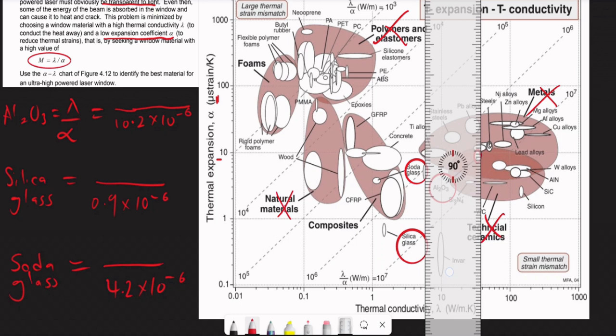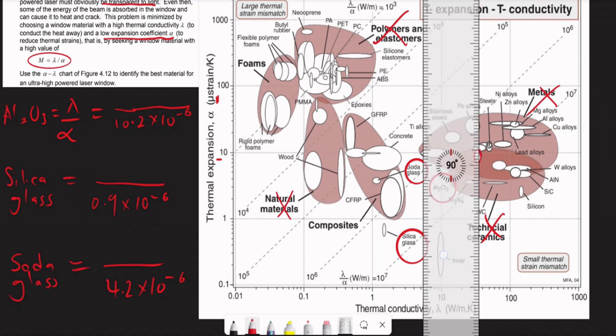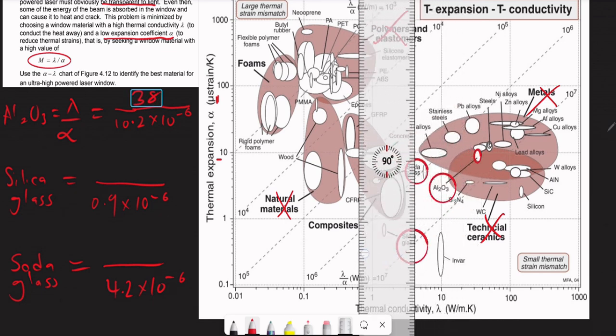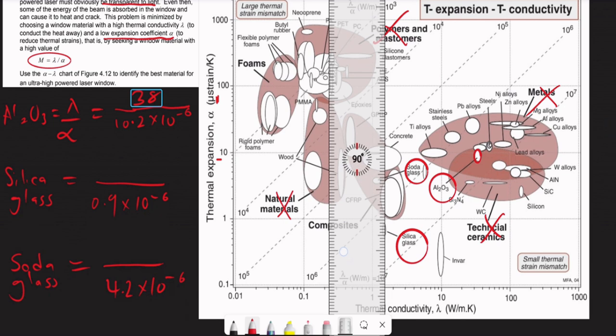And this is around 40, but it's not exactly at 40, just before 40. So we can say it's 38 for alumina. Then for silica glass, we come here. If you place this here for silica glass, you can see this is 1. So you can call this 1.7, something around that nature. So 1.7 for silica glass.